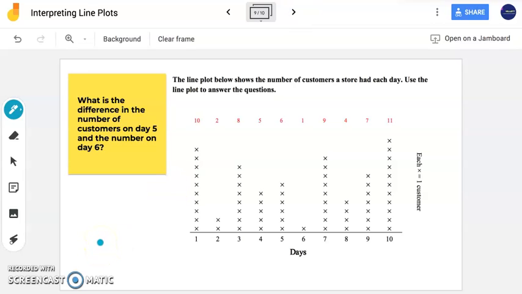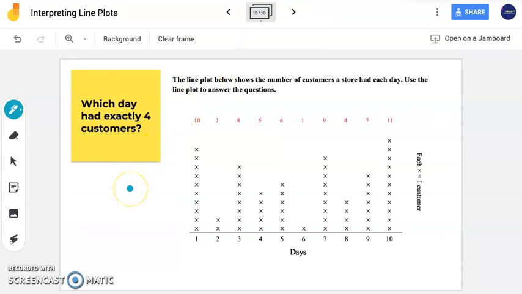What is the difference in the number of customers on day 5 and the number on day 6? So let's find day 5 and day 6. And notice here I already counted how many customers there are for each day. So now to find the difference, all I'm going to do is do 6 minus 1, which is going to give me an answer of 5 customers.